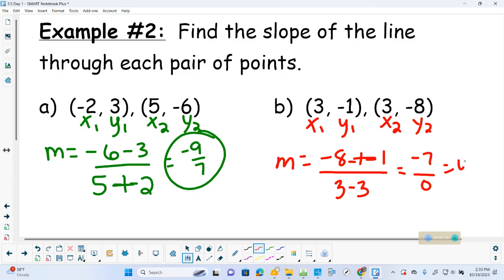0 under the line. Okay, now, make sure our cell phones are away. We're focused on math, people.